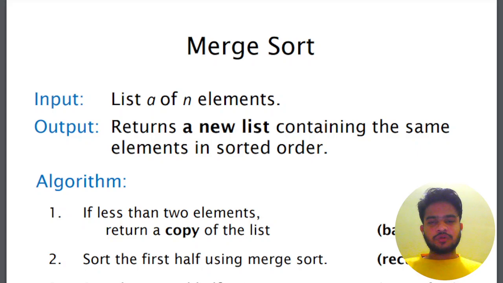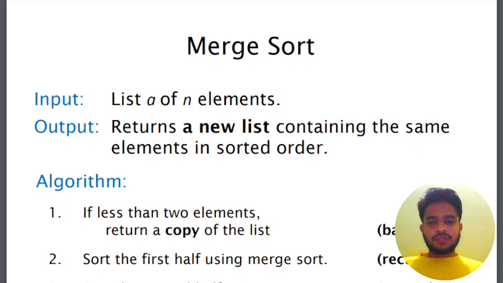I am here to discuss merge sort. Input will be a list of n elements and the output will be a new list containing the same elements in the sorted order. Let us understand the algorithm.